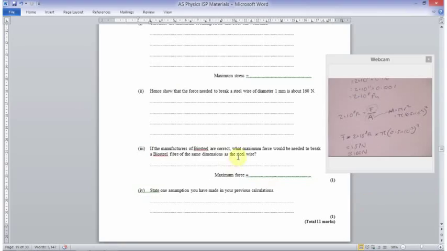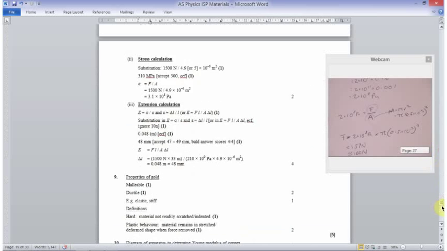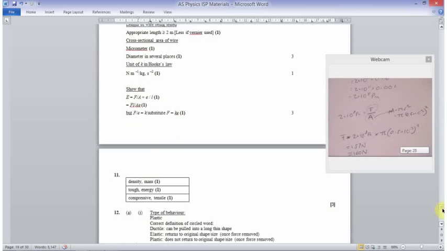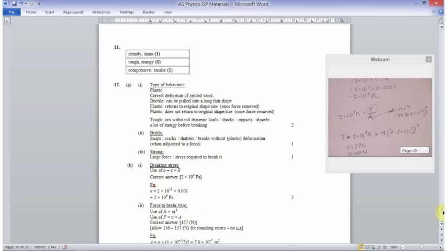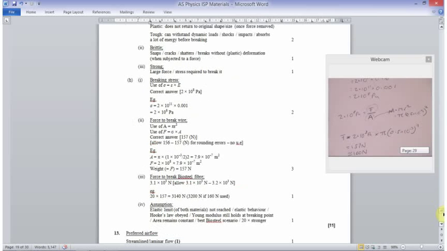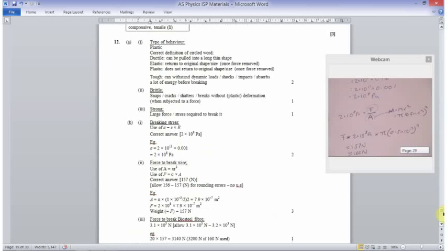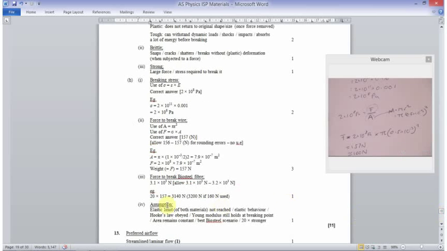State one assumption you made about your previous calculation. They've all got the same dimensions, so I would say the fact that it's uniform. I'm guessing they've come up with something else I've just missed, but uniform wires are usually the one they go for in these situations. Yeah, let's have a look.